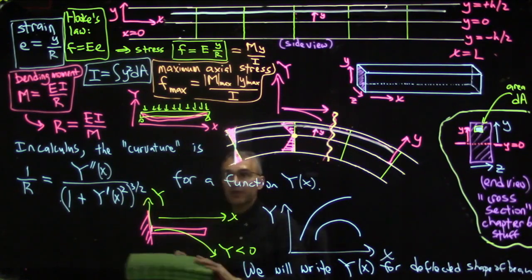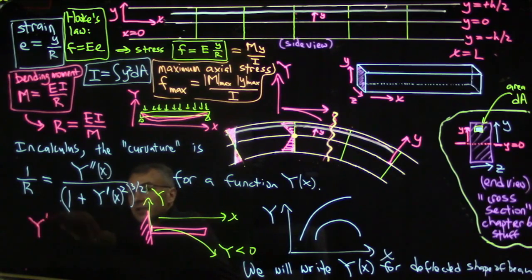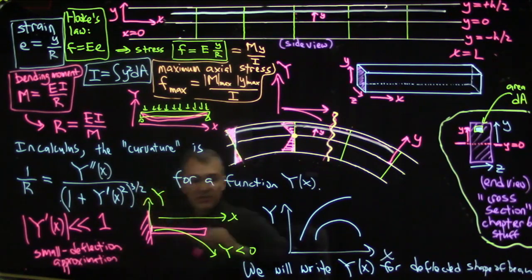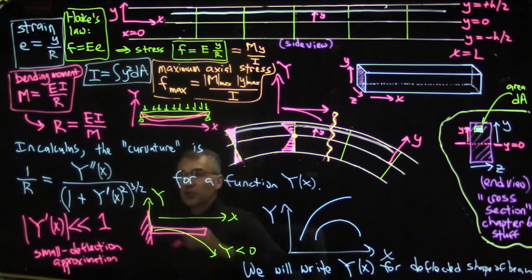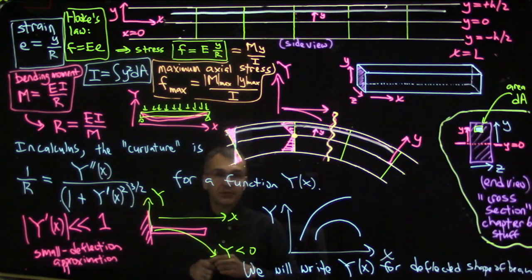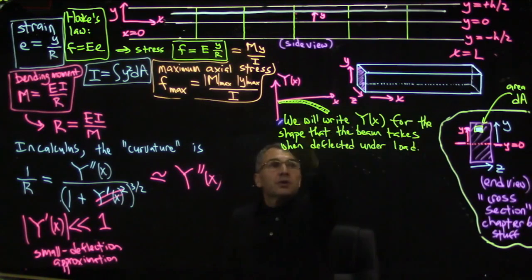So in a common approximation that is used, and this is an approximation that's valid for ordinary circumstances, we'll assume that Y prime of x in absolute value is much smaller than 1. So this is the small deflection approximation. It's not so much an approximation as a limiting case. It's like taking just the first one or two terms in a Taylor series. If we assume that the slope of the beam is not gigantic, which is true for anything you would use in ordinary construction, this term goes away and we're left with Y double prime of x. So we are going to use capital Y as a function of x for the shape that the beam takes on after it is deflected under load.